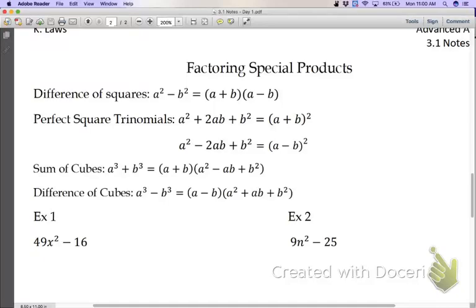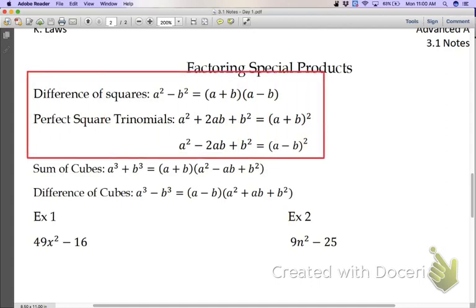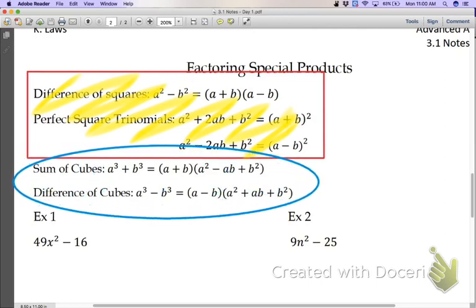Now, kind of the second part of 3.1 and factoring is factoring special products. So of the products, you kind of have it in two categories. You have the squared category that's right here, and these all deal with your squares in this part. Then you have your other section that deals with sum and difference of cubes. Whenever it's a sum or a difference of cubes, it's going to be a perfect cube, or it'll have probably an x or an n or whatever variable we're using to the third power.